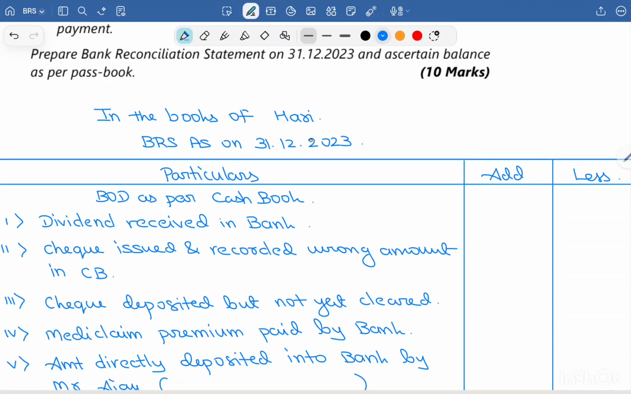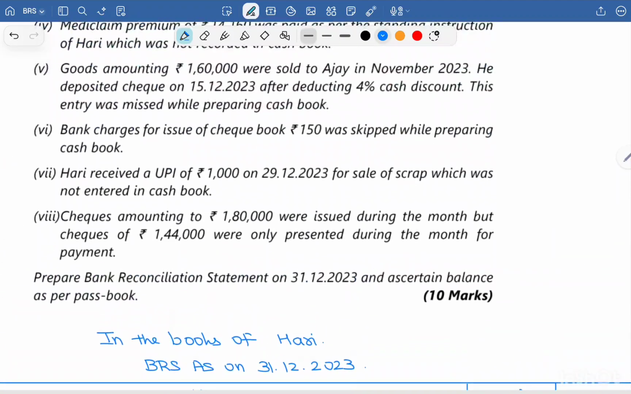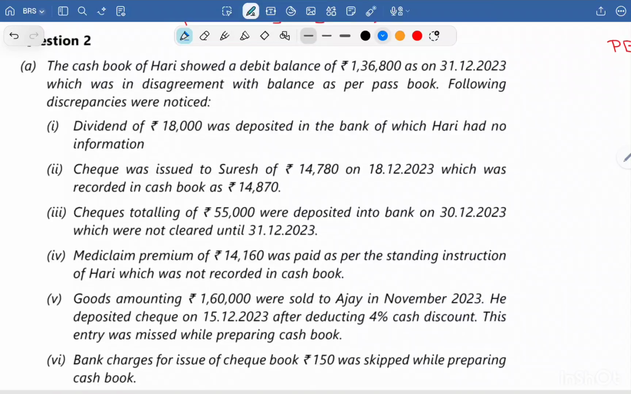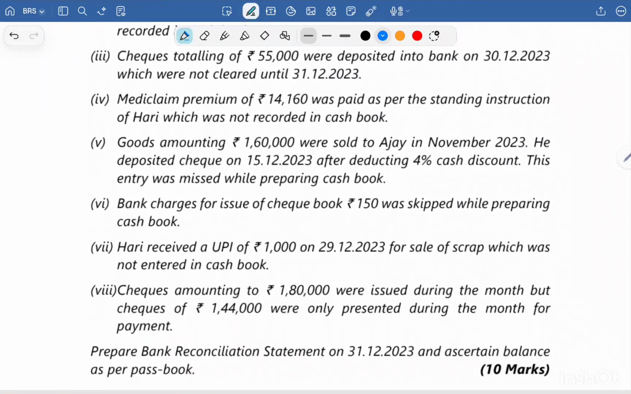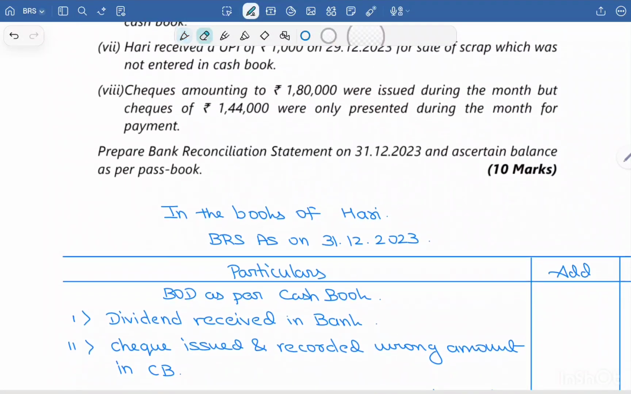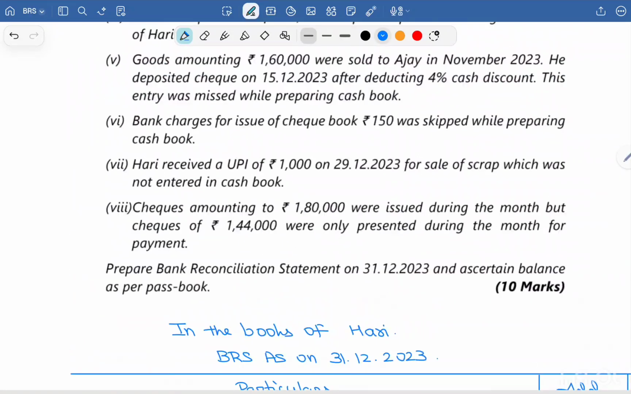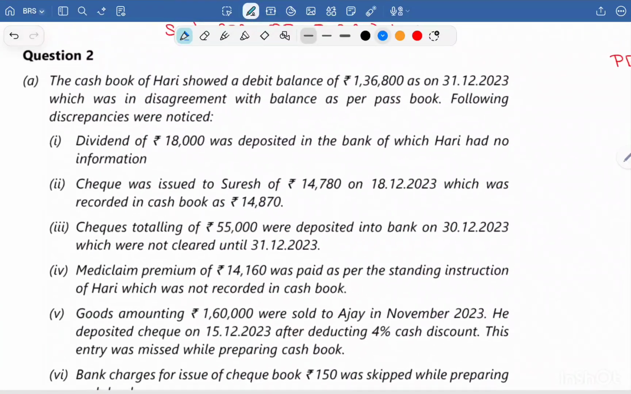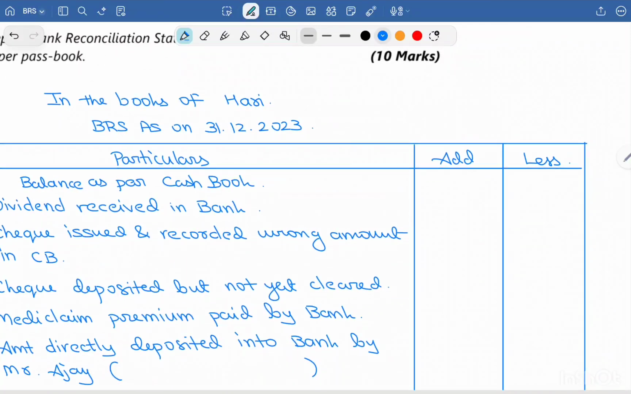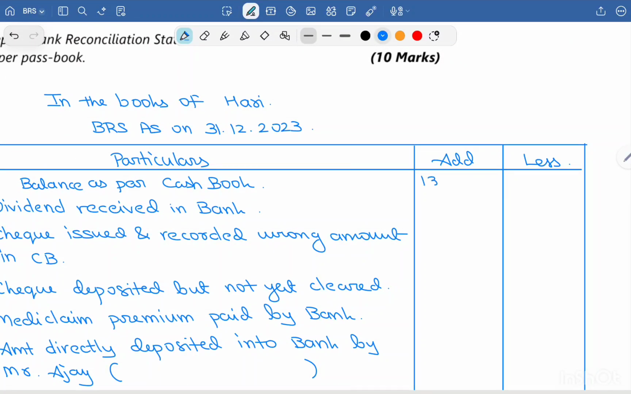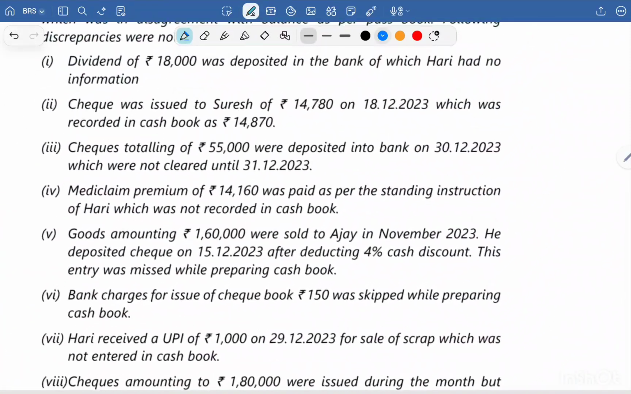In the books of Mr. Hari, BRS as on 31st December 2023. So it is a balance as per cash book. So it is not bank overdraft, it is balance as per cash book. So first heading, balance as per cash book. It is our starting point. It is how much? Amount 136,800. We will write it in the add column. 136,800.